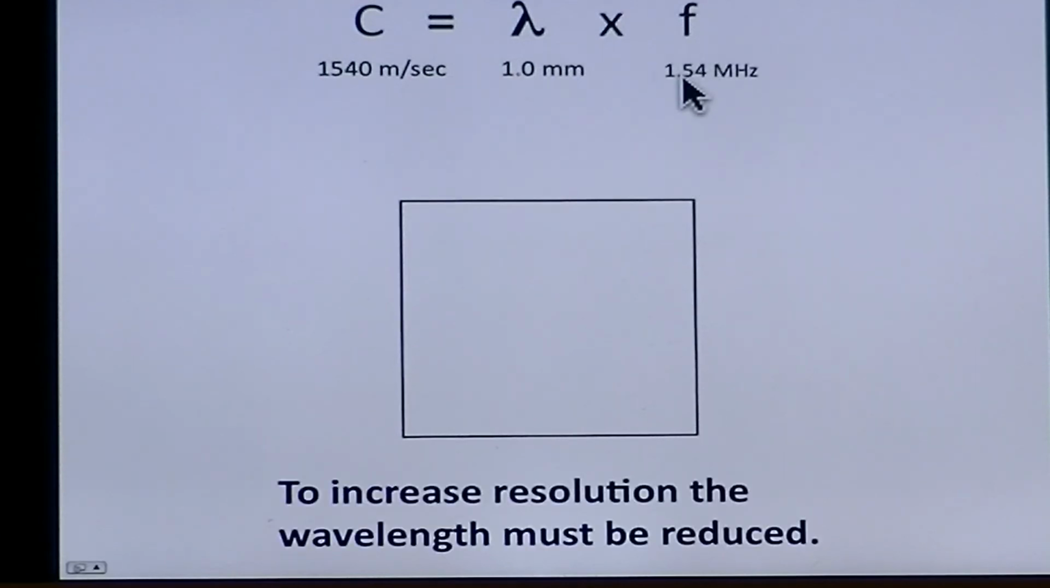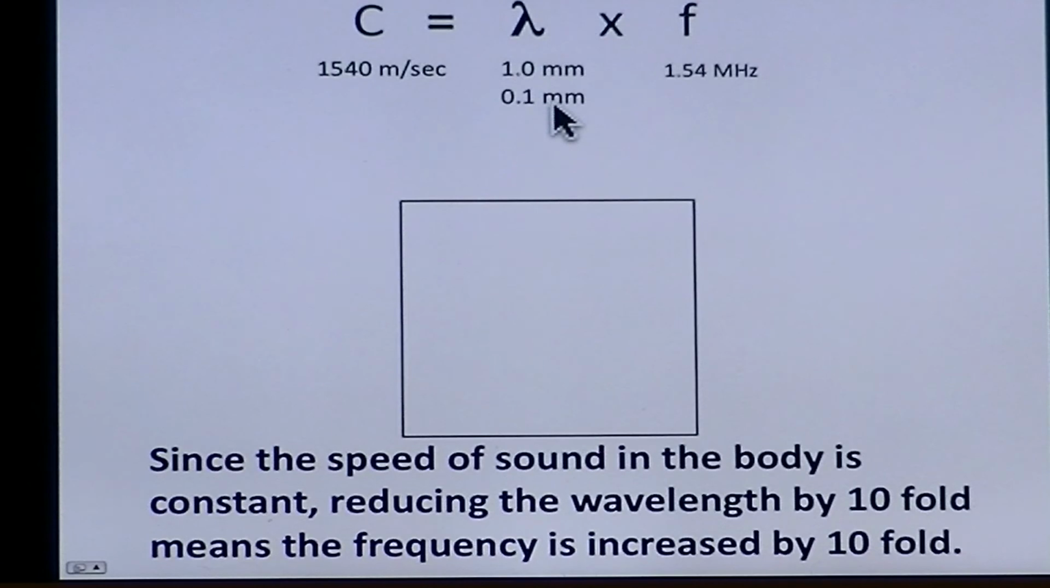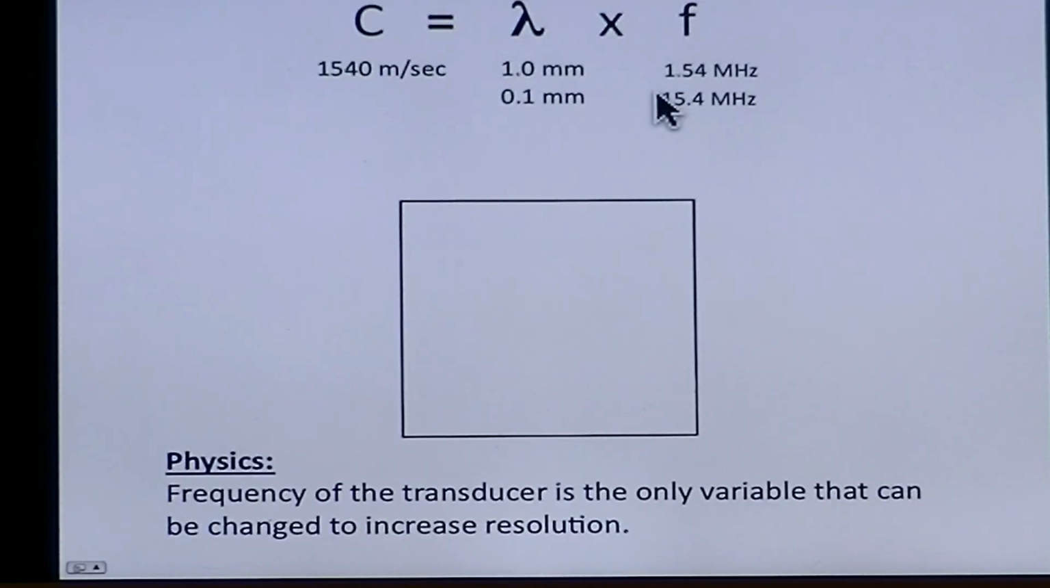So if we take this formula and we want to increase the resolution, which means we want to make these reflectors or these wavelengths shorter, let's say we want them to be 1/10 of a millimeter apart. The speed of sound in the body is a constant, and reducing the wavelength by tenfold means that the frequency is increased by tenfold. So that is 15.4 megahertz. This is the only variable that we can change to change our overall resolution.